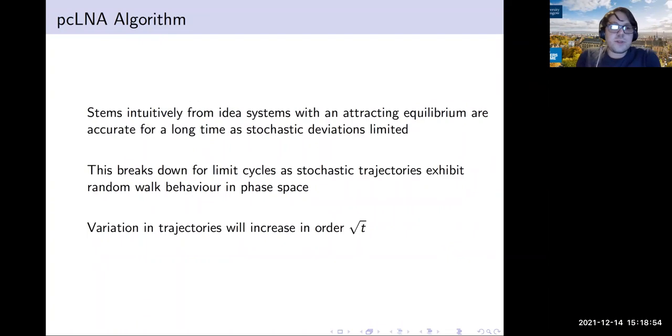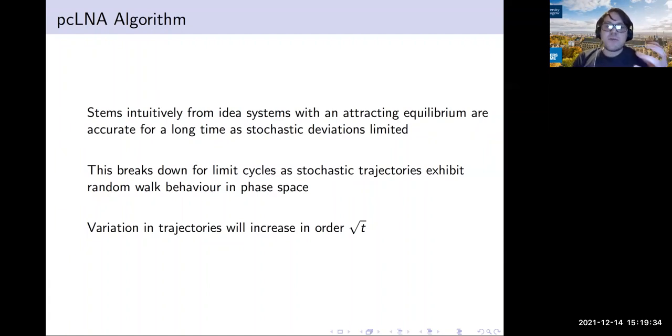So the idea of this algorithm stems intuitively from the idea that systems within an attractor equilibrium remain accurate for long periods of time. What we mean by that is these systems that are very regular in terms of their oscillations are often driven by local points that they're attracted to. So the stochastic deviations in those systems can never deviate too far away from this underlying limit distribution. So they think, well, if we're on this limit distribution, we're constantly going to be accurate, irrespective of how far into the future we're going to predict.